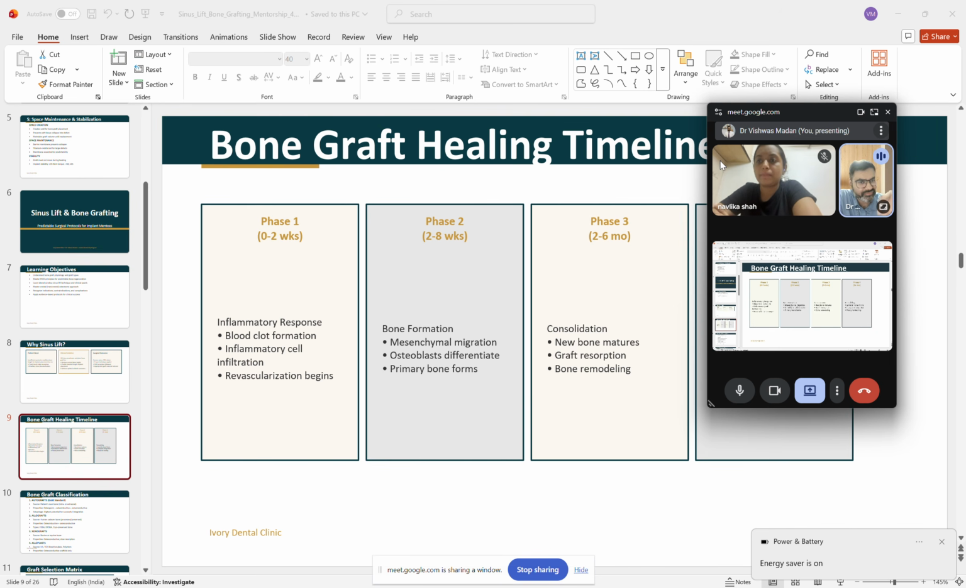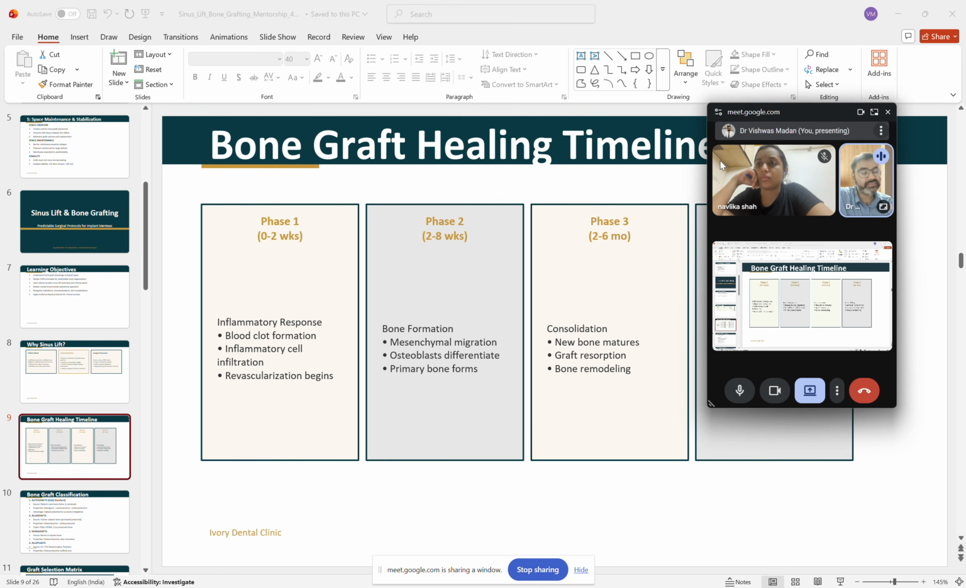So when we put the graft, the first 2 weeks are the most important, because there the blood clot is getting consolidated near the graft. Blood will come around the graft, and that blood and clot will consolidate with the graft. And at that time, if there is no movement, if it is not getting displaced, then on the third week onwards it will start calling the bone cells from inside the bone and inside the blood.